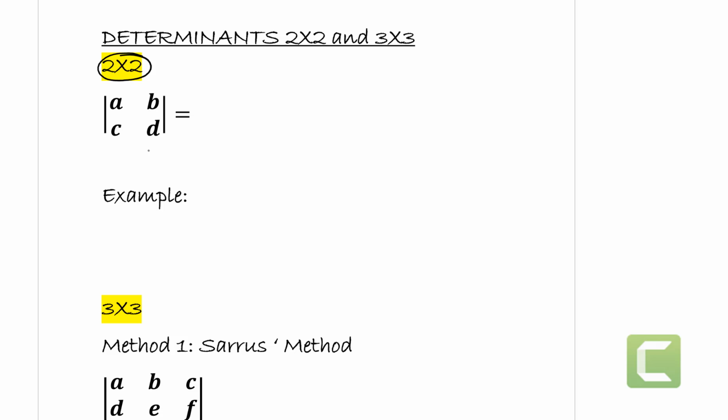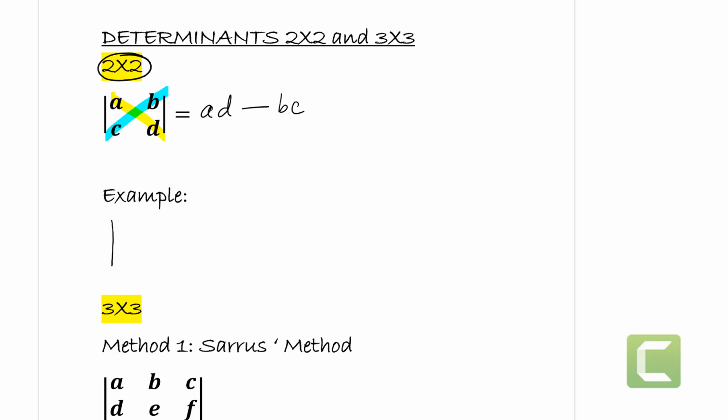And to compute it, all we do is we multiply the terms on the main diagonal, so AD minus, and then we multiply the terms on the second diagonal, BC. So it's always AD minus BC.